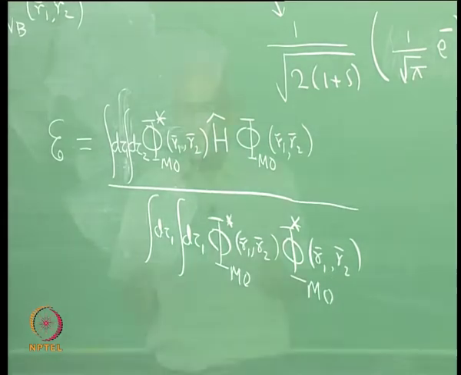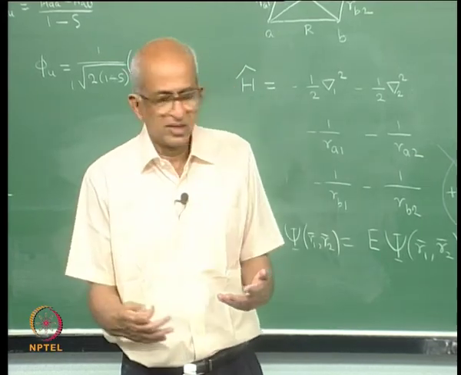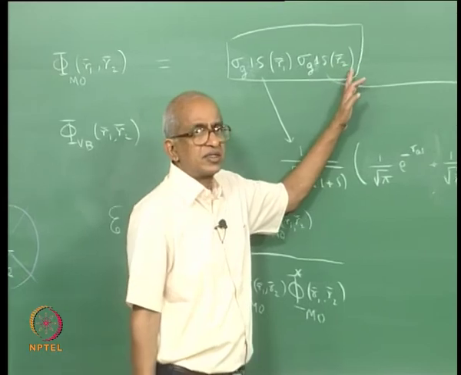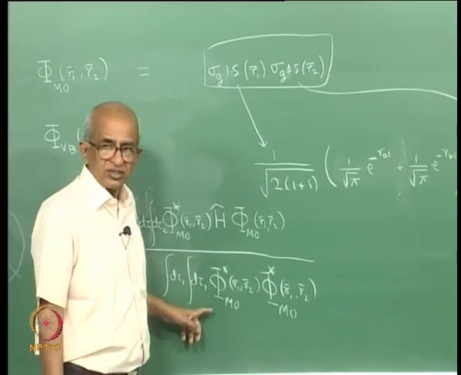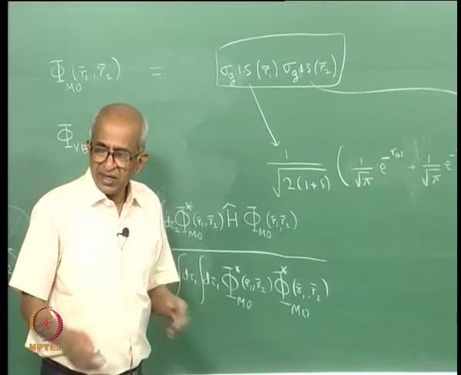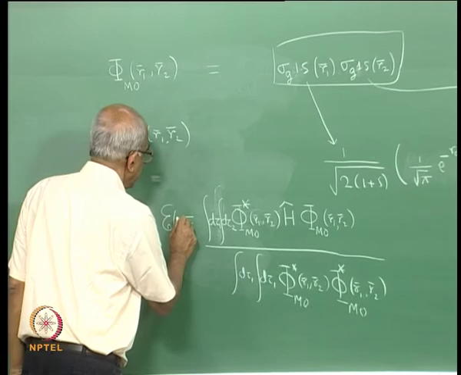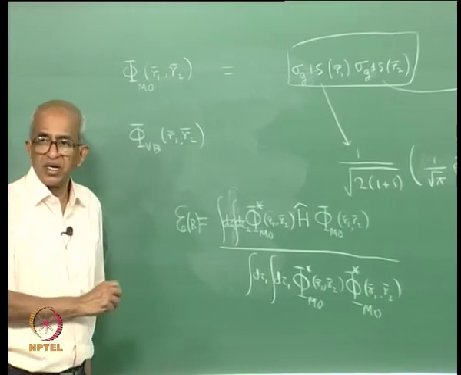Now, this is not a simple calculation, it is quite an involved calculation. So, we will not go into the details, but it is enough for our purpose to say that I know what this function is, and it is also possible for me to calculate this script E. And I can calculate it at different values of the internuclear distance. So, that means I can get this as a function of capital R.